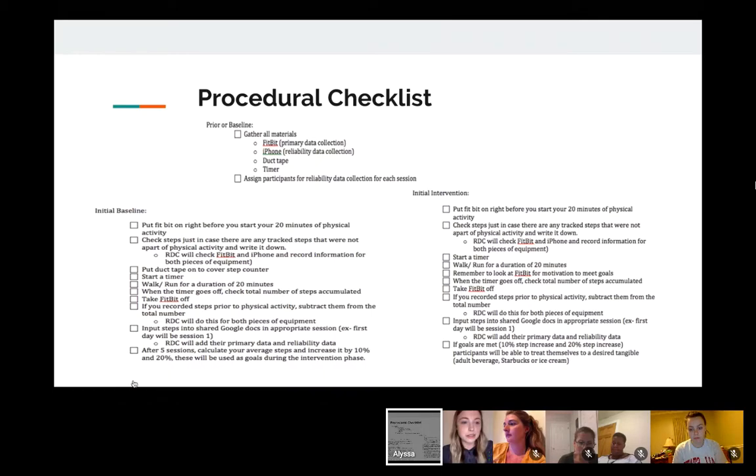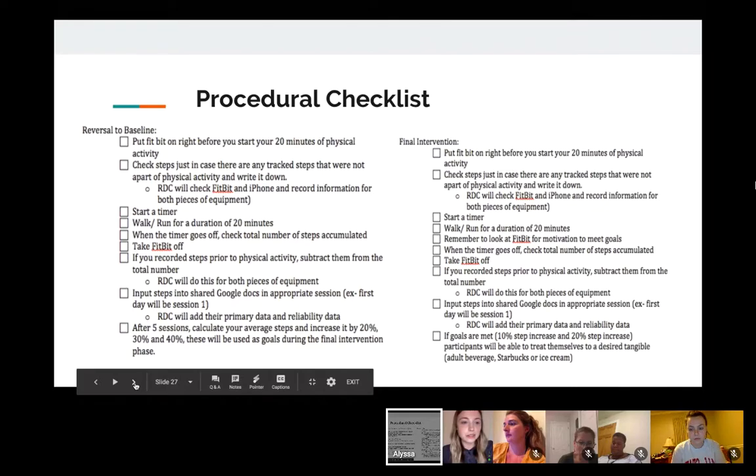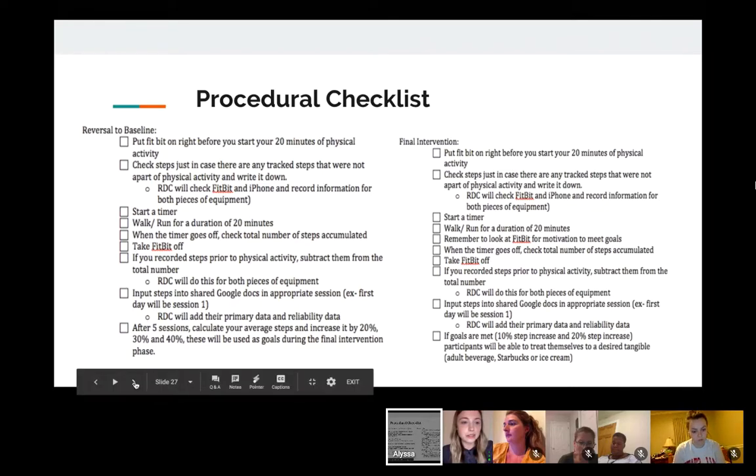It starts with what to do prior to baseline, the initial baseline, and then on the next one, there is the reversal to baseline and the final intervention. And each section goes through the exact steps of what to do during each phase.